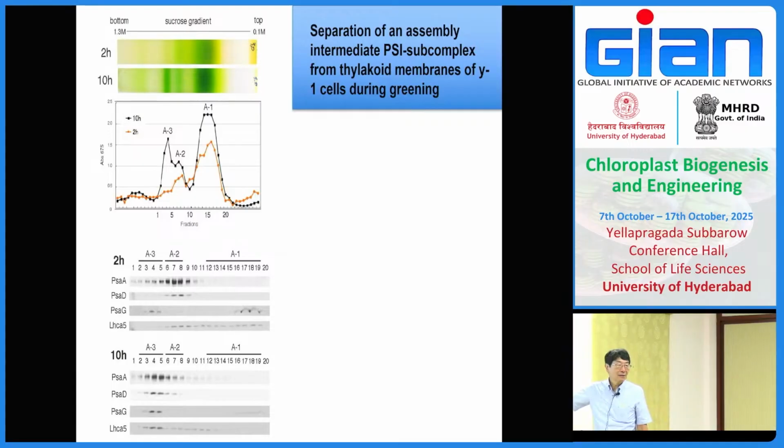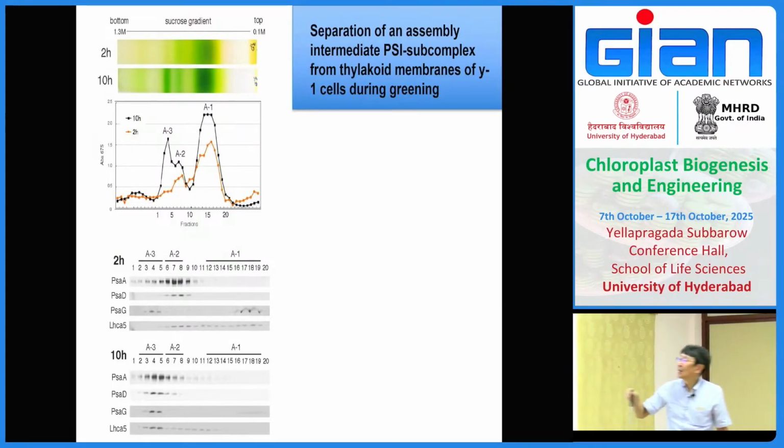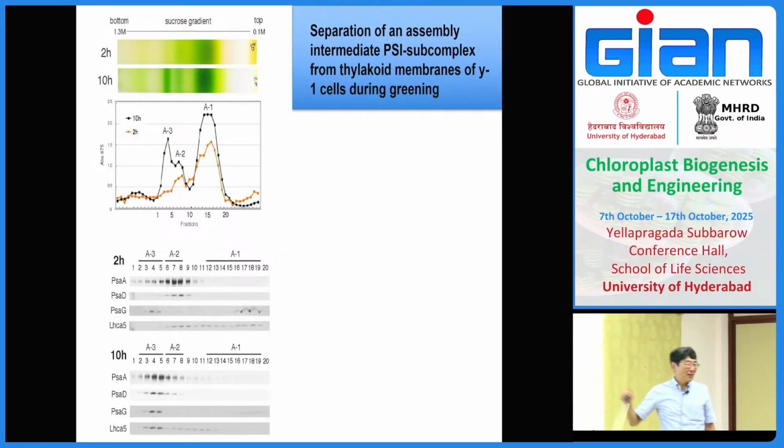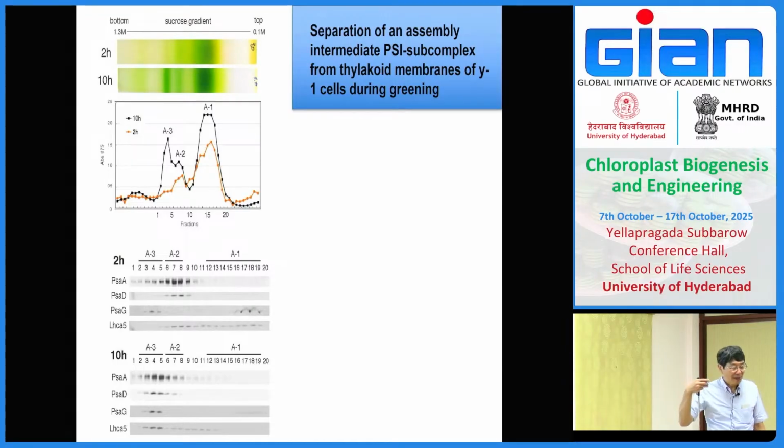This is very initial illumination, so a very low amount of chlorophyll is accumulated. Here, most cells are still yellow, so it was not easy to prepare the membrane from these cells. We have to start from a huge amount of culture, collect the membrane, break the cells, collect the membrane fraction, solubilize, and separate by sucrose gradient ultracentrifugation, as I showed many times already.